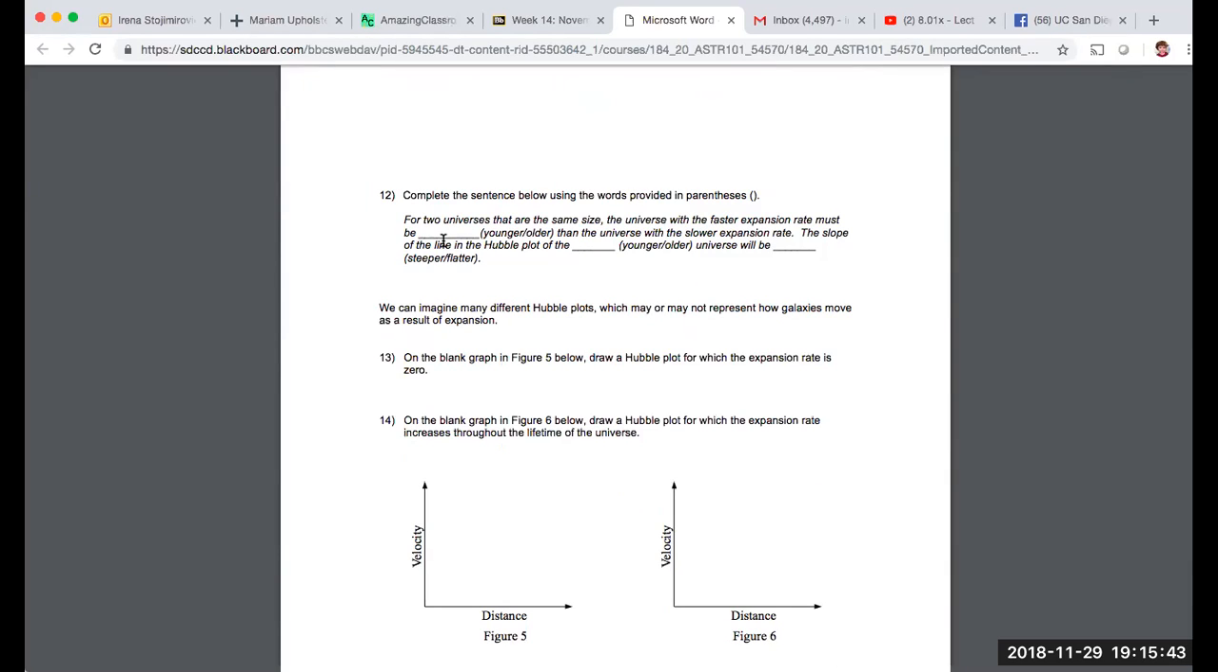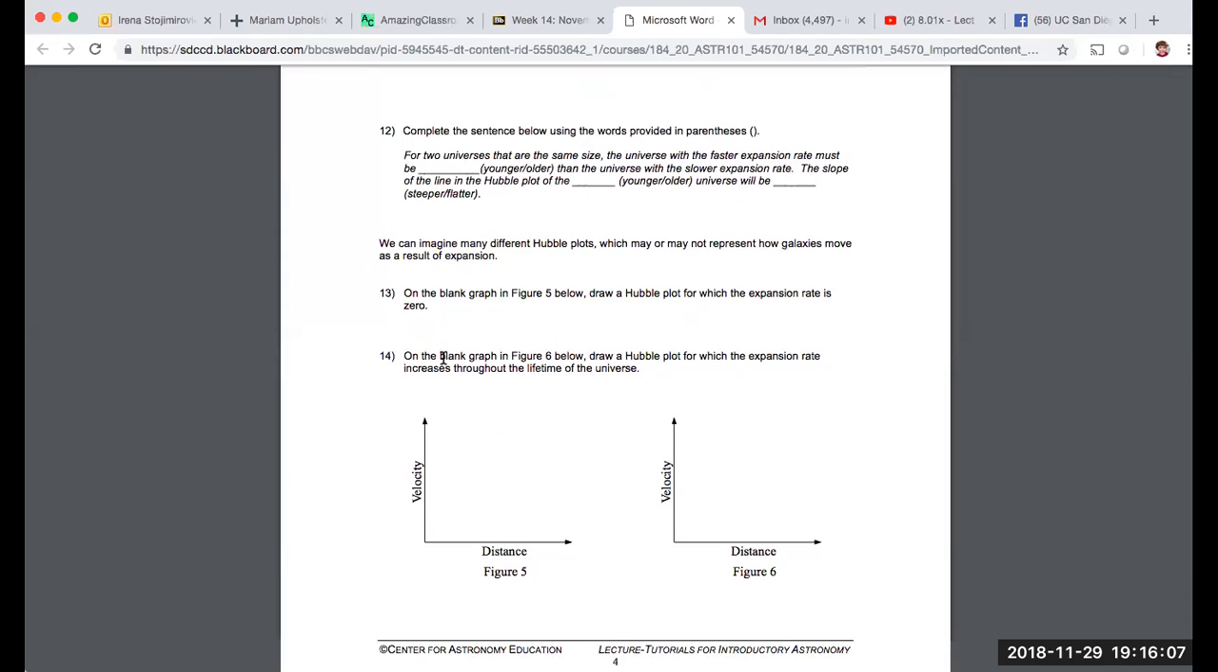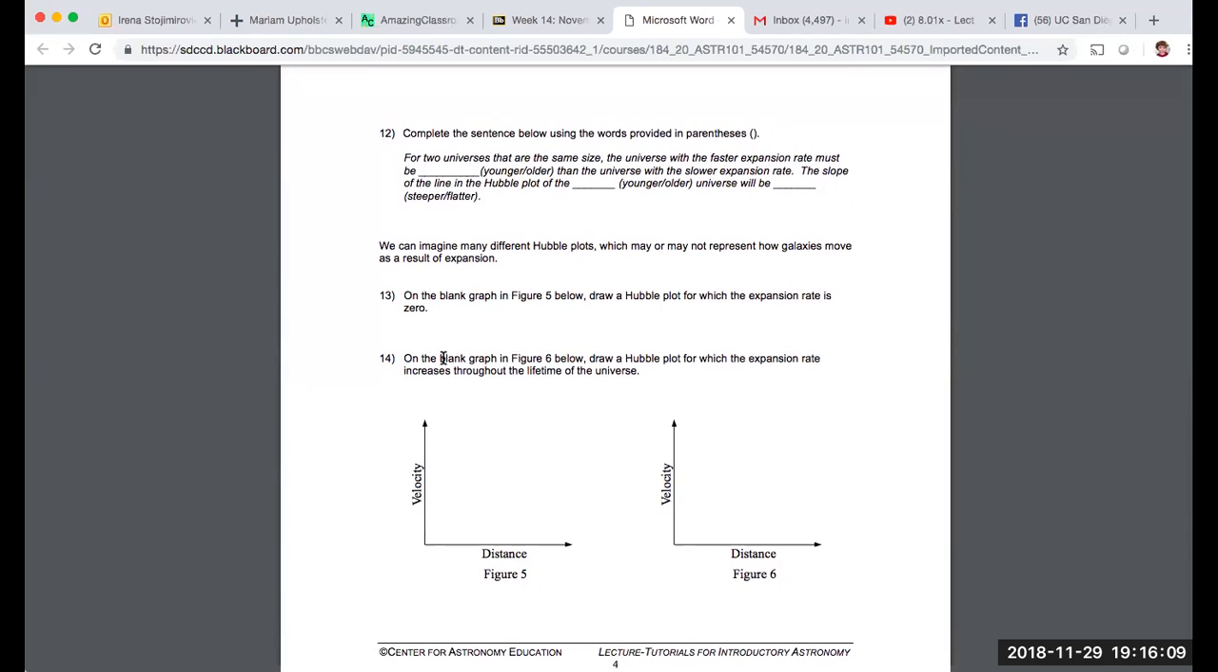Okay, fill in the blanks. For 2 universes that are the same size, the universe with the faster expansion rate must be younger than the universe with the slower expansion rate. The slope of the line in the Hubble plot of the younger universe will be steeper. Good. But couldn't it be the Hubble plot of the older universe will be flatter? Yes, both are correct. Whatever you choose, okay. All right. Good.